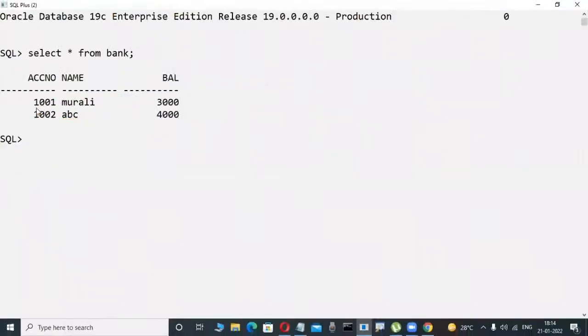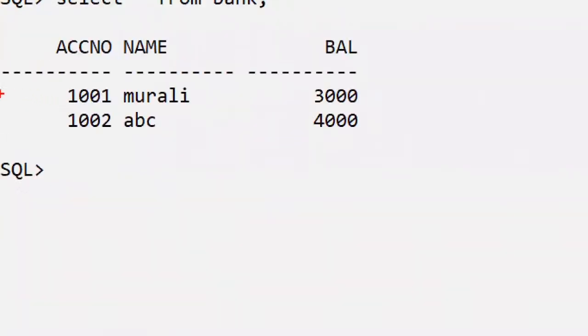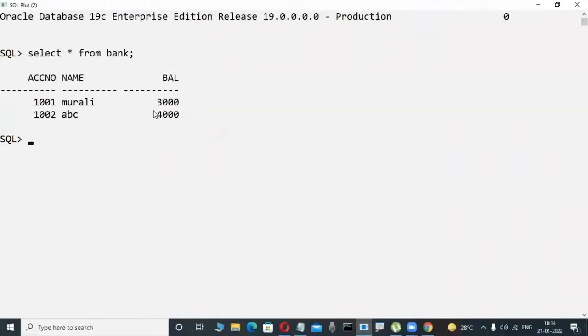Suppose this data, observe it for one minute. 1001 is an account number. My name is Murali, I'm an account holder. My balance is how much? 3000. Observe here, my balance is 3000, for example. Now check out the scenario.